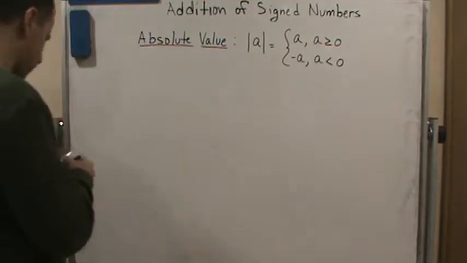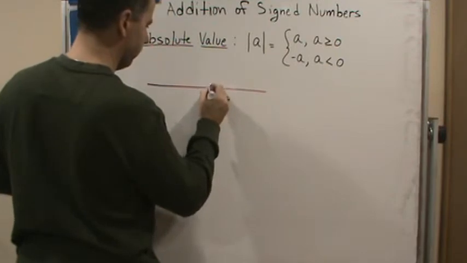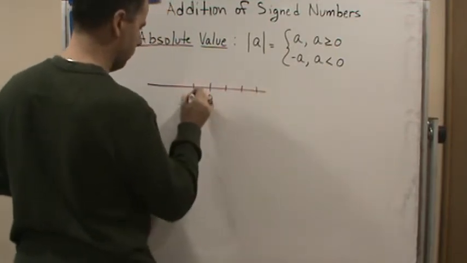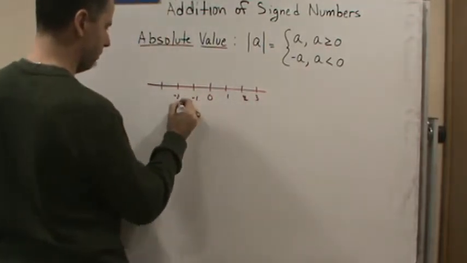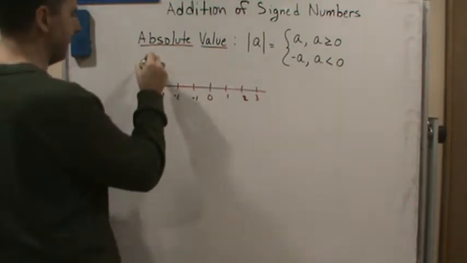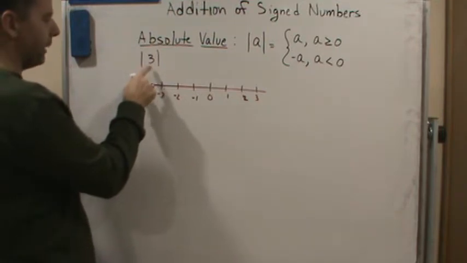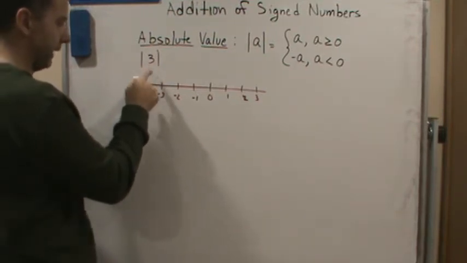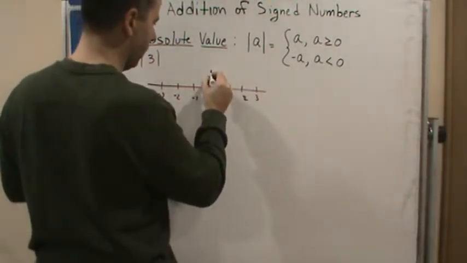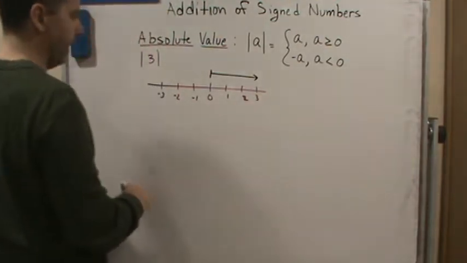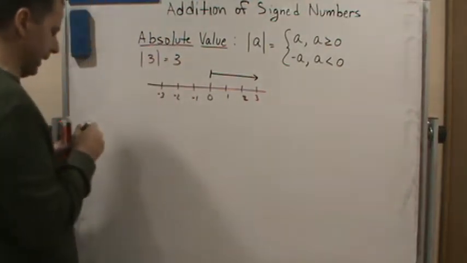So when we talk about absolute value, okay, and I want the absolute value of 3, what I'm saying is, how many units away from 0 is 3? Well, it's 3 units. So the absolute value of 3 is equal to 3.